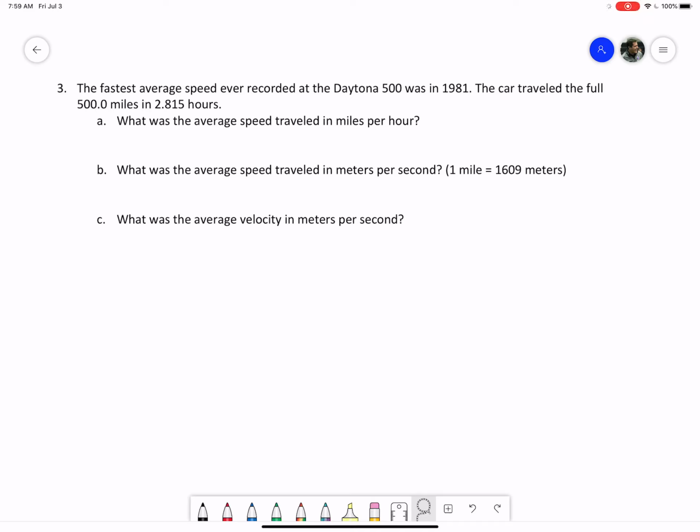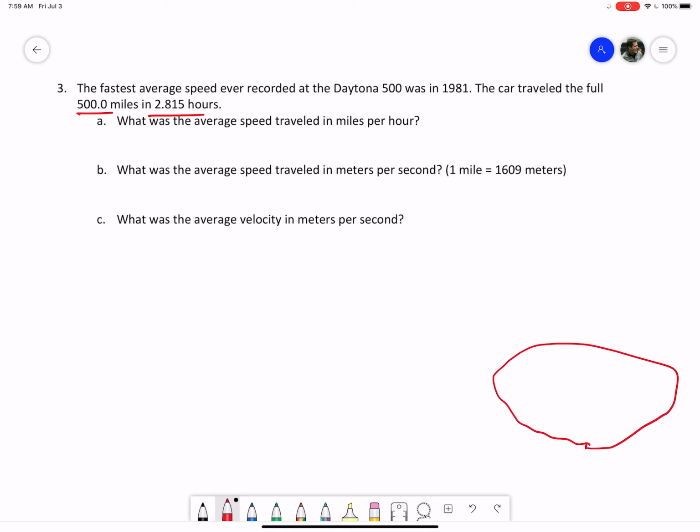Alrighty, so first, we are given 500 miles and we are given time. So we're given distance and time, okay? But we have to remember that it's going to be going in a circle, right? So the Daytona 500 is going to be going like that. It's going to start and stop in the same spot.